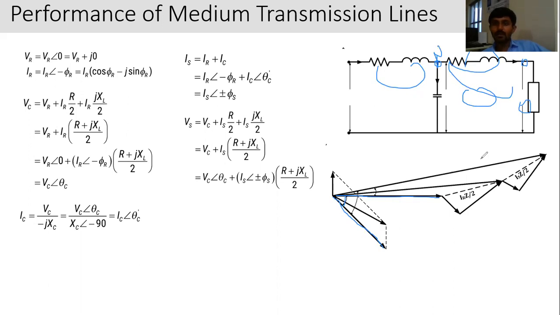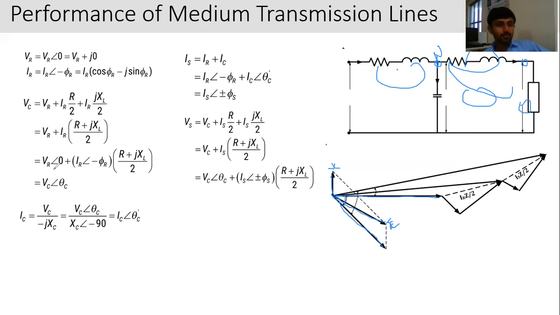Now, the voltage appearing across a capacitance has a 90 degree phase difference from the reference voltage. So VC is 90 degrees leading from our reference voltage. So this is the VC. Now IC is flowing through the capacitor, so IC leads VC, and we add it to the load current IR. So this is the IC.